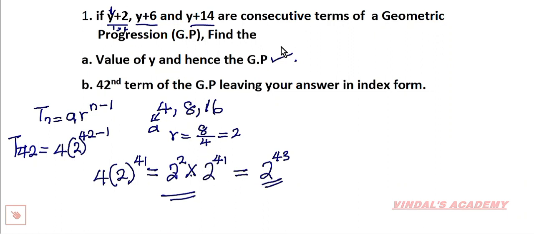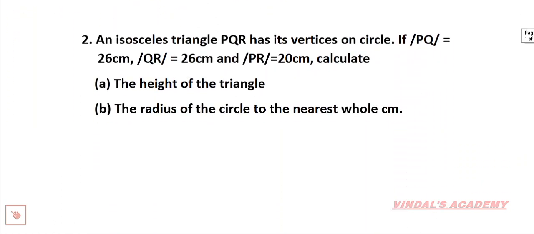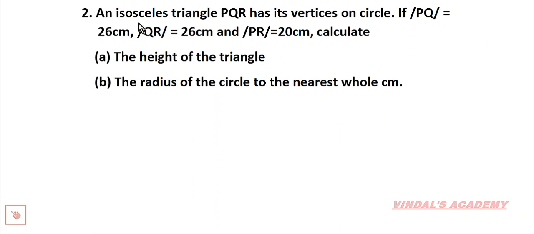So let's go to number 2. I think to me this question is very technical. Number 2 says a triangle PQR has its vertices on a circle. PQ is equal to 26, and QR equal to 26, and PR equal to 20. Calculate the height of the triangle and the radius of the circle to the nearest whole number. Okay, to the nearest cm.